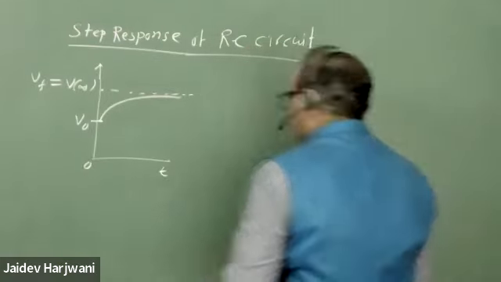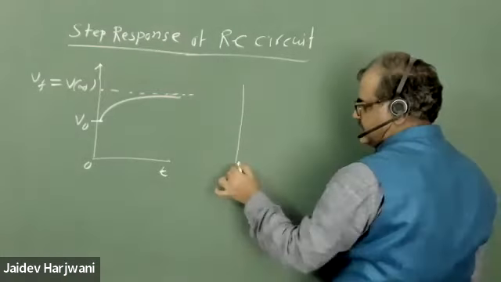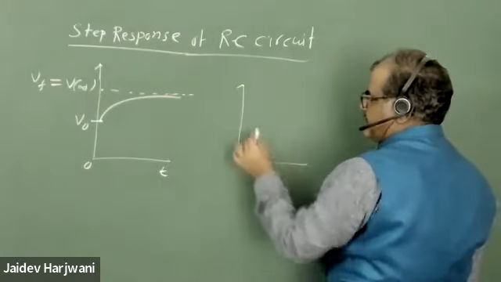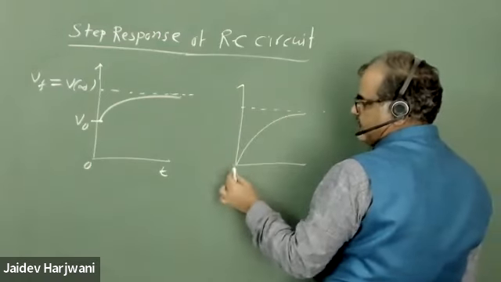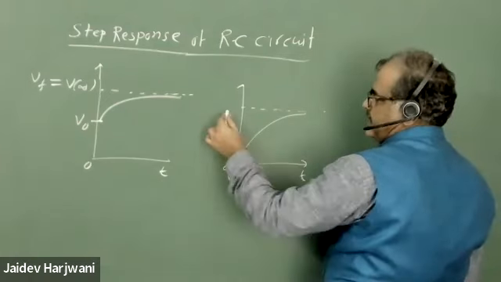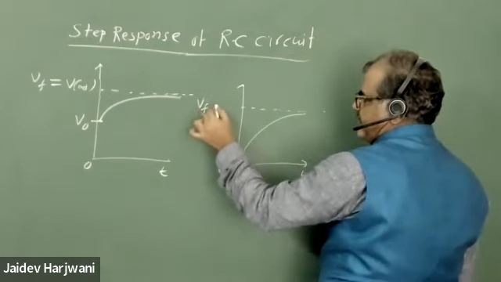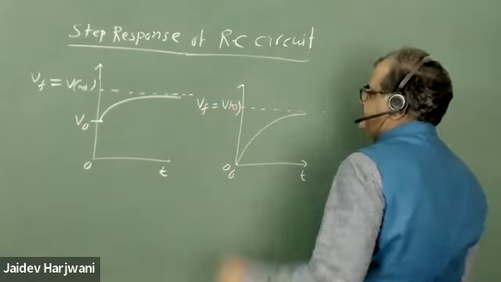Now it may also be possible that your initial voltage is given as zero. In that case, you will have only a final voltage. So your initial voltage at t equal to zero may be zero, and at t equal to infinite you'll get the final voltage, which is called V infinite.